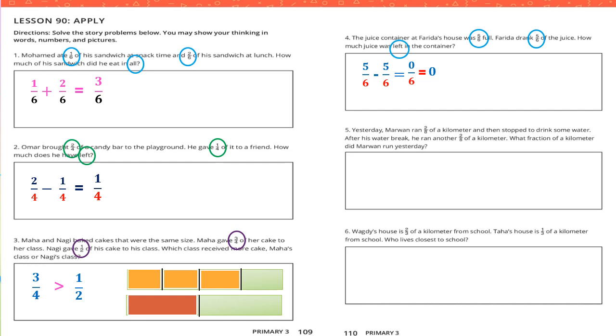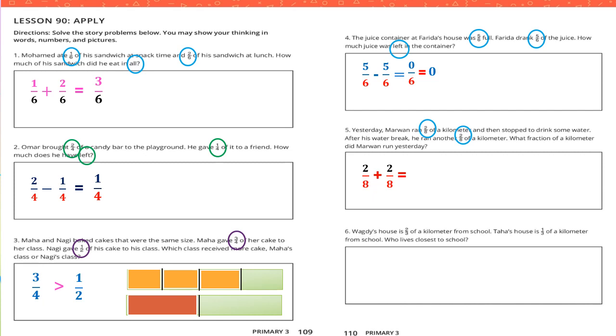Number 5. Yesterday Marwan ran 2 over 8 of a kilometer and then stopped to drink some water. After his water break, he ran another 2 over 8 of a kilometer. What fraction of a kilometer did Marwan run yesterday? Make circles on the fractions here. It means all the distance he ran. All the distance means plus. So we must make addition.